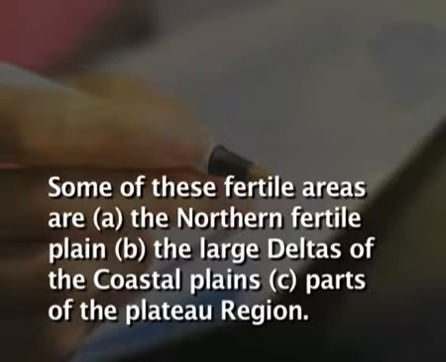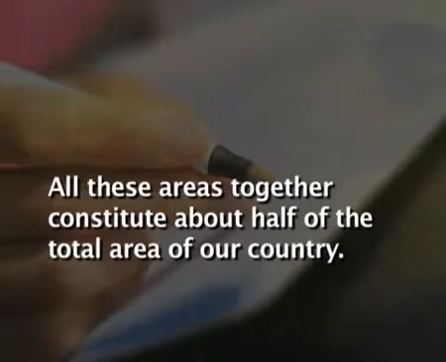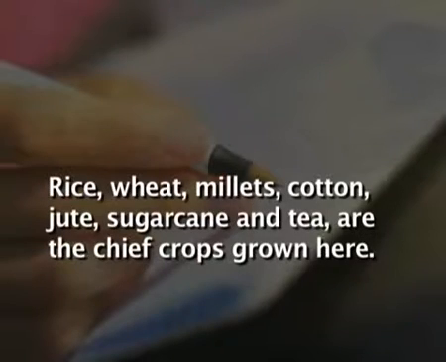Some of these fertile areas are A, the northern fertile plain, B, the large deltas of the coastal plains, C, parts of the plateau region. All these areas together constitute about half of the total area of our country. Rice, wheat, millets, cotton, jute, sugarcane and tea are the chief crops grown here. So this is a passage that we have read. Now let us make notes on this particular passage.